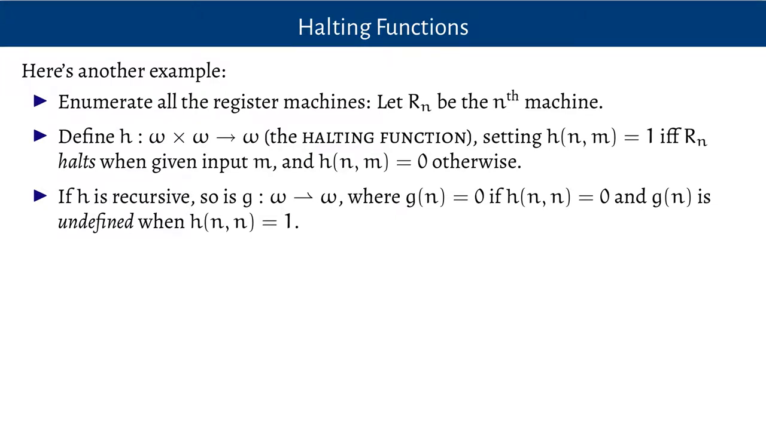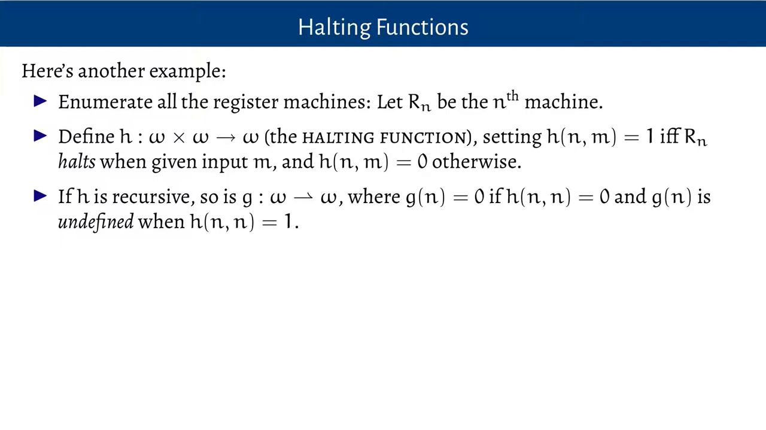Here's why. If it were recursive, then this function would be recursive too, which is a simpler function, g, which is now only a partial function from numbers to numbers, where g of n is 0 if h of n and n is 0. So it's just applying h to the same two inputs, n and n. It's diagonalizing on h, just looking at the diagonal of its inputs, where the left input and the right input are the same. And so it just calculates h of n and n, and that's g of n, at least in the 0 case. But if h of n and n is 1, then we'll say that g of n is undefined.